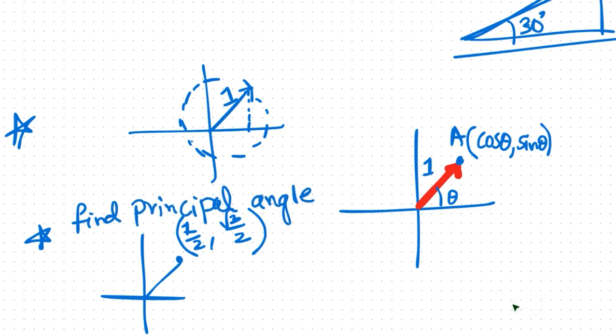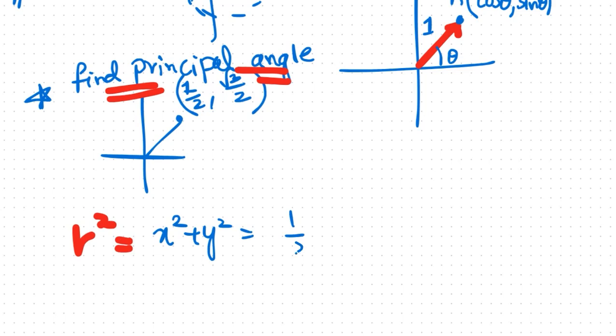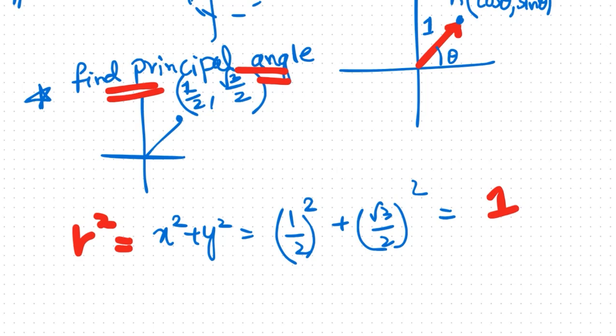So you would have to find the r value by just plugging it into the equation. So r squared is equal to x squared plus y squared. So then it's 1/2 squared plus root 3 over 2 squared, and then the root of that. So then it would be 1/4 plus 3/4. So then that's 1. So then r is just equal to 1.